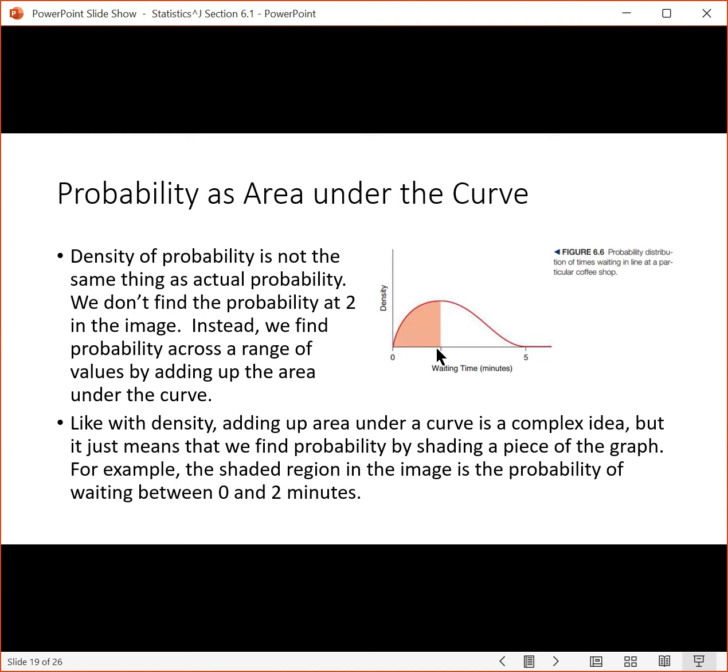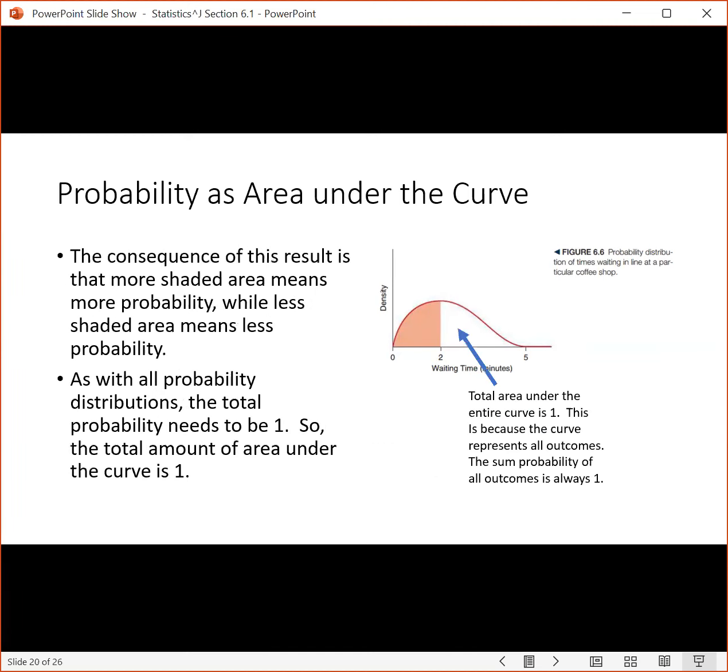And that's the only thing that you need to know at this point, is just that area under the curve ends up equaling probability. It's just something to memorize, really. All right, so the consequence of this result is that if you have more shaded area, then that means more probability. If you have less shaded area, then that means less probability. Okay, hopefully that makes sense.